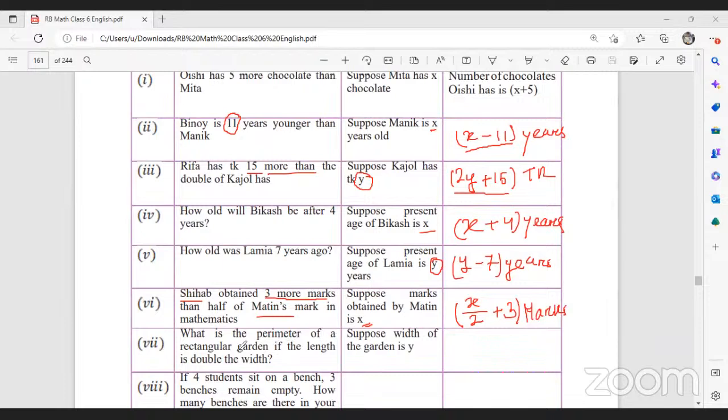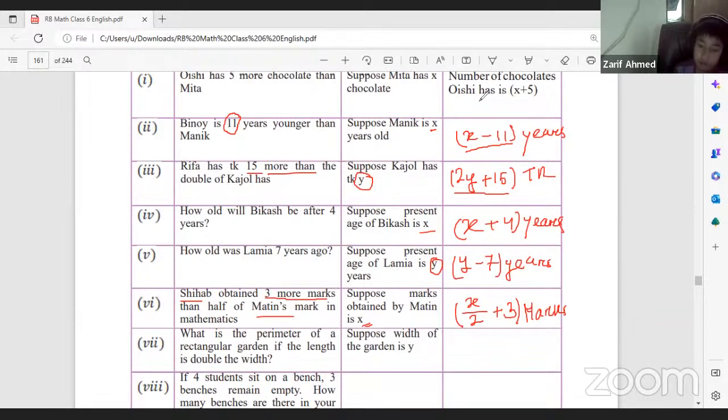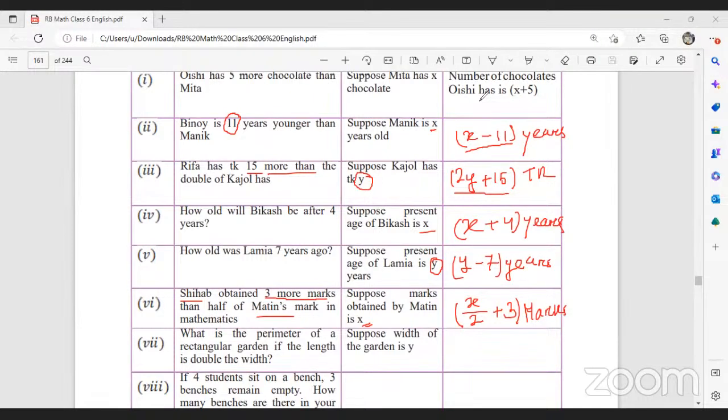What is the perimeter of a rectangular garden if the length is double the width? Now there is a thing I have to explain. Do you know actually what is perimeter? Yes, sir. What is that? Sir, just the sum of the sides of a rectangle. Of any enclosed area, right? Of any, once we say rectangle or we say triangle, they are enclosed areas, right? That means perimeter is the length of the border, right?